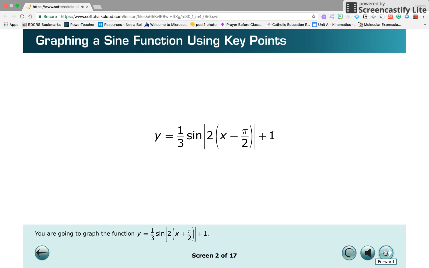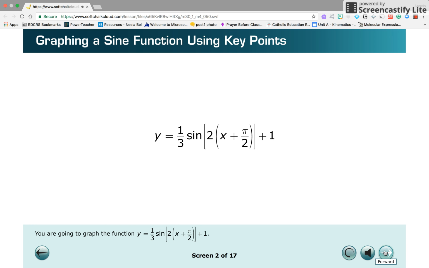First, graph the basic function y equals the sine of x. You can find 5 key points that are easy to work with on each cycle of a sine or cosine graph. Key points occur at the maximum values, the minimum values, and the midline values.